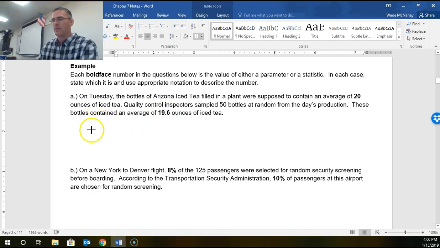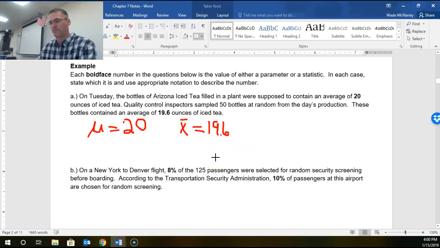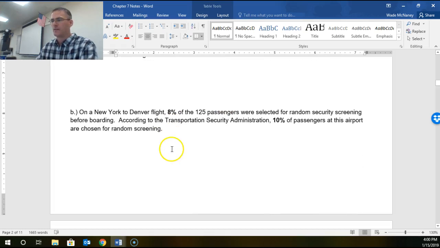You should have said that the mean, the mu of the population, is the 20. That is what the population value should be. And the sample statistic should be 19.6. Okay, try letter B on your own real quick.